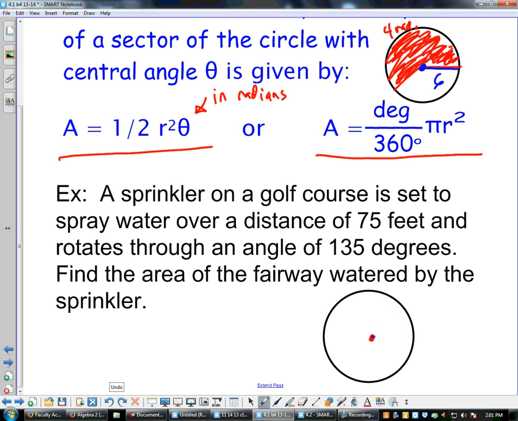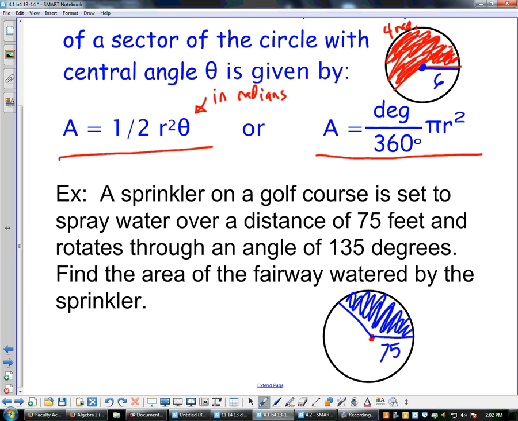So if it's 135 degrees, it might be more like this. And this is 75 feet. Is that right? All right, so we're spraying all of this area with water here, and we want to know the area of that fairway that's getting watered by the sprinkler.